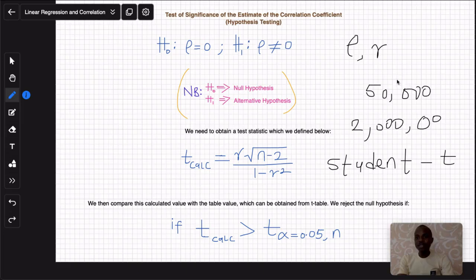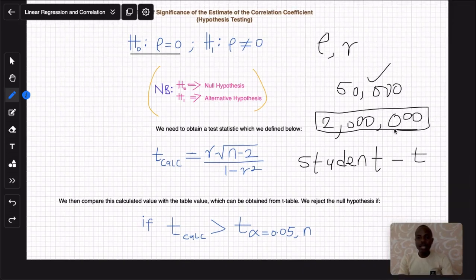That means we cannot take the result we obtained from the data we got from the 50,000 people and generalize it to the 2 million. We cannot use it on the population. We can't say it applies also to the population. So we just have to stop with the 50,000 people. But if we reject this, it's generalizable, so we can extend the result we got here, that it also applies to the 2 million people. All right, so that's that about that.